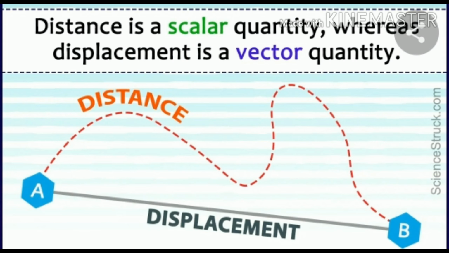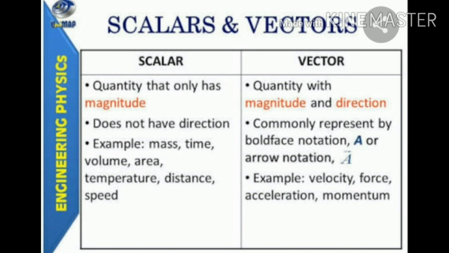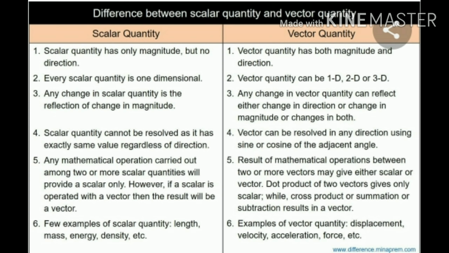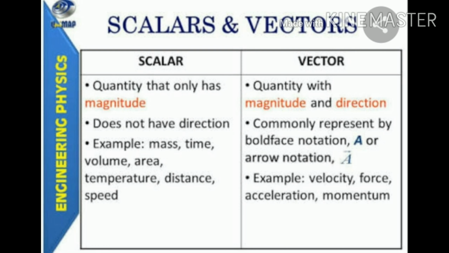So what are the differences between scalar and vector quantity? Scalar quantity has magnitude only, not direction. Vector quantity has both magnitude and direction. Speed's example is 5 meters per second. Vector quantity example is 5 meters per second east. So here east is the direction.